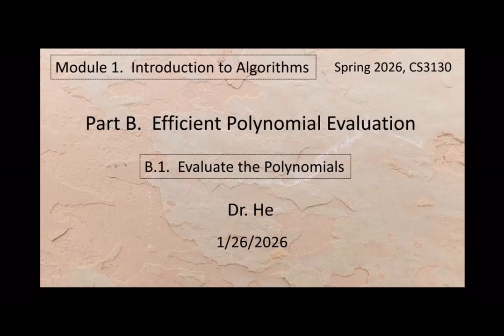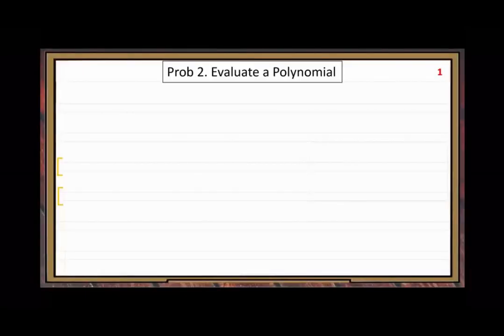Part B, efficient polynomial evaluation. B.1, evaluate the polynomials. All right. Let's look at the problem. Our computing problem number 2, evaluate a polynomial. Question.